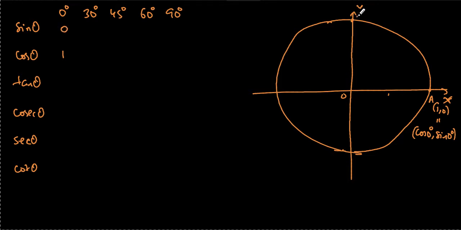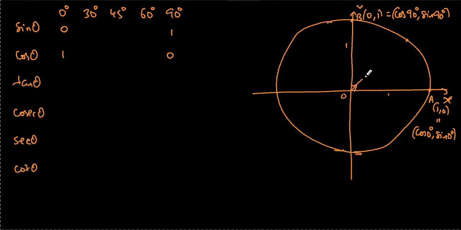If you look at this point, say B, its coordinates are 0, 1. Since it makes 90 degrees with the x-axis, I can write this as cos 90, sin 90. So we have cos 90 is equal to 0 and sin 90 is equal to 1.